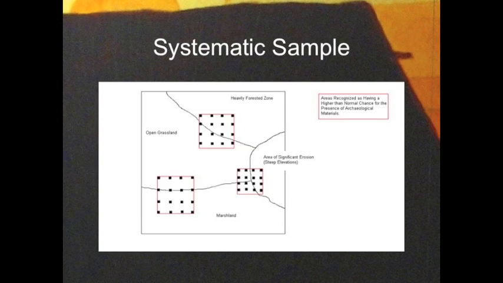Another method is to take a more systematic approach without the random component. Let's go back to our initial research grids. As you will note, test units are spaced out systematically within each grouping. Unfortunately, we run into the problem we had with our basic random sample. There are areas that just won't be testable.